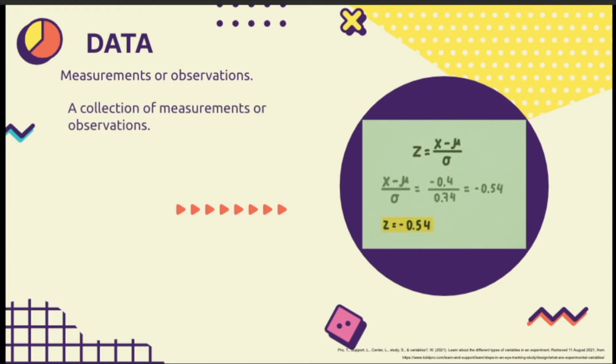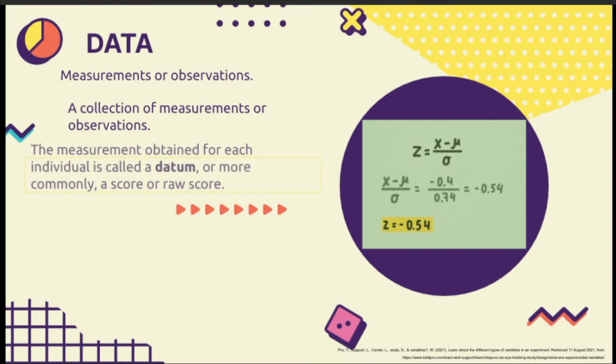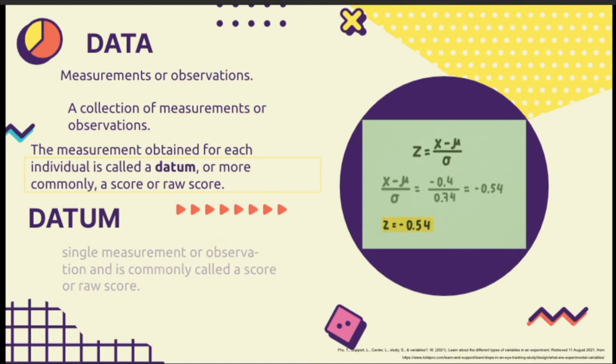So data is a collection of measurements or observations. Take note of the collection of measurements or observations. This always refers to a plural term. And datum is a single measurement or observation, and it is usually a singular one.